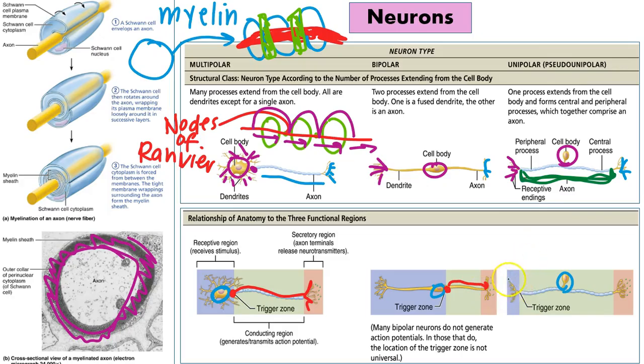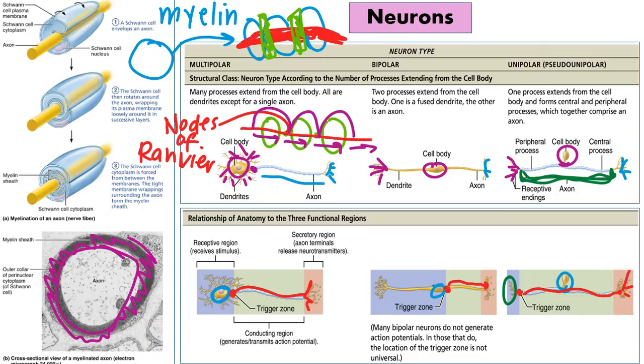So the trigger zone is a little bit different area. And we have our receptive endings here. The trigger zone can't be too far away. And that's going to be able to move a signal down through the axon to the transmitting area or the terminal area. Okay, folks, so just keep that in mind as well.